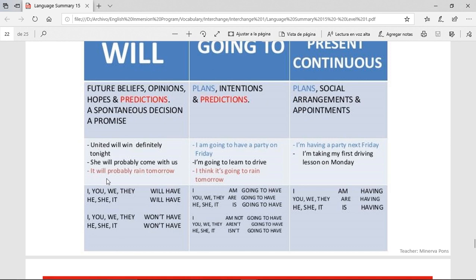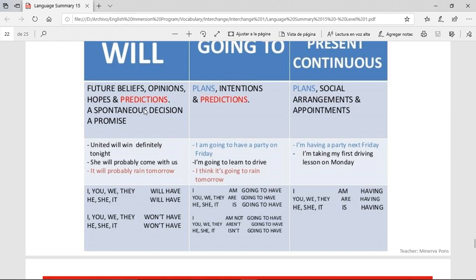It's a prediction. It will probably rain tomorrow. It's also a prediction, and this is a hope, okay? And you can use it with the pronouns I, you, he, she, it, then will, then the verb, okay? And for the negative, we use won't, okay?